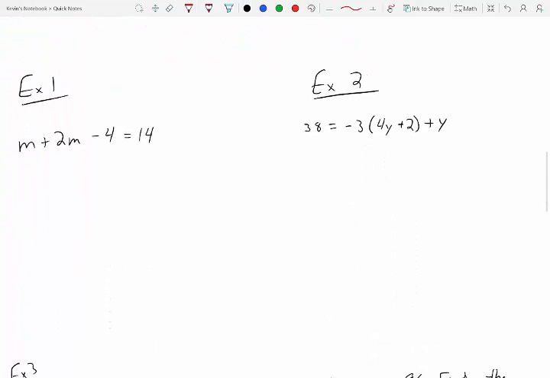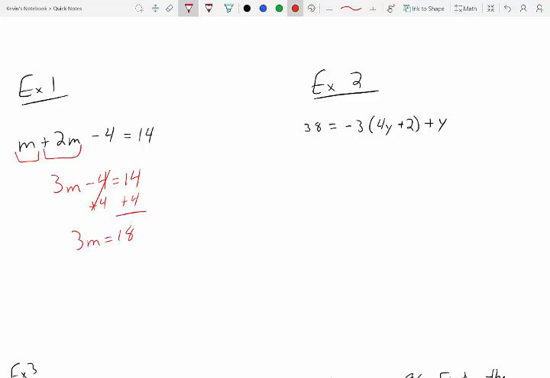So example 1, there's no parentheses, so we don't have to distribute, but step 2, we would have to combine like terms, and we have an m plus 2m, so we get 3m minus 4 equals 14. Then I have to reverse addition or subtraction, so this is a minus 4, so I'm going to reverse it with a plus 4, cancel out, plus 4, and I get 3m equals 18.